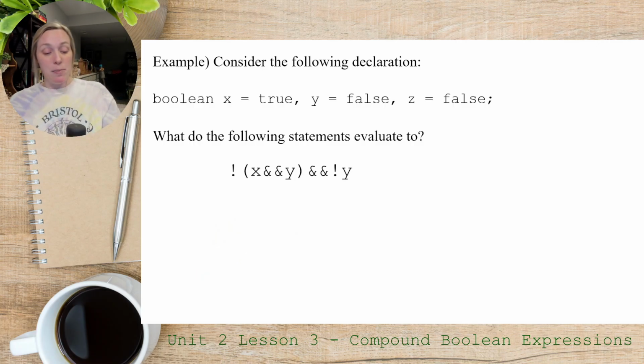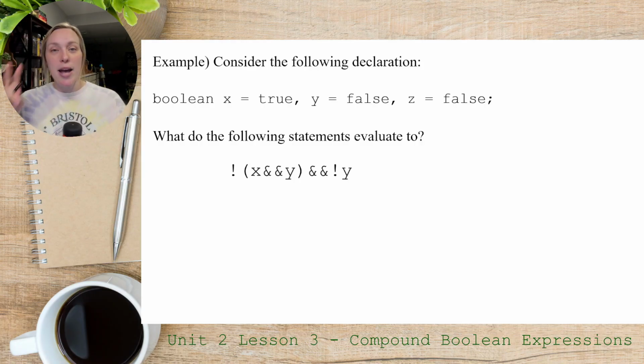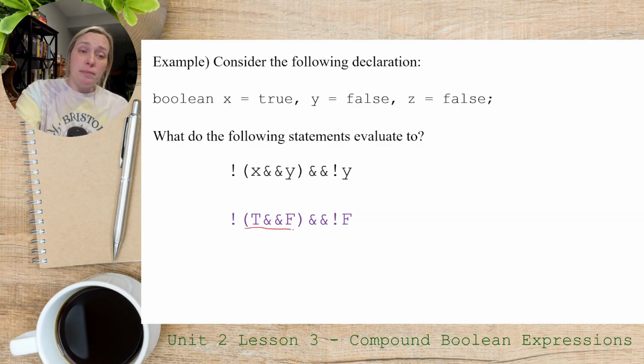Here's another example. Pause and try it on your own if you would like to. I'm going to go through the answer here. Again, I'm kind of quote unquote substituting in values here. T for X, F for Y. What gets evaluated first? It's always parentheses.